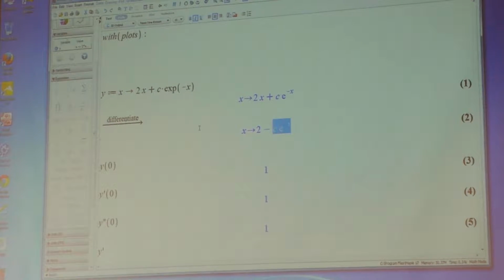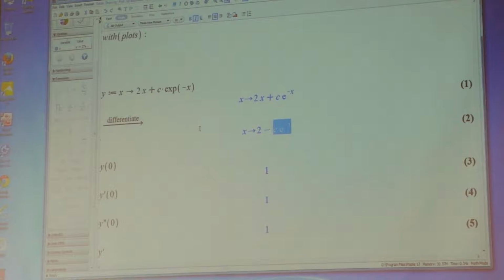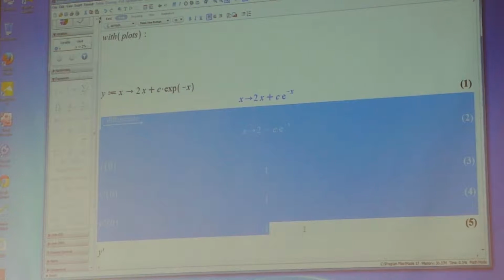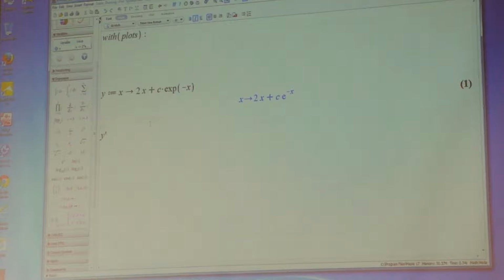Yeah, you can find its first, second derivative very quickly. You don't need to do with plots command to do that. That's just using the computer algebra system. Now, if I wanted to graph that, let's see what we could do. Plot y of x between x equals, say, -1 to 2 or 3.